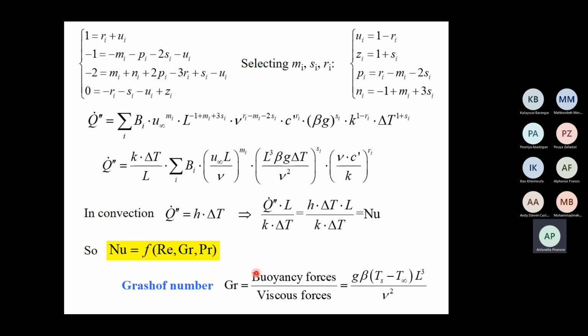Which is the physical meaning of the Grashof number? The Grashof number is the ratio of buoyancy forces divided by the viscous forces, as is written in this way. The Grashof number is the number that we will use analyzing natural convection. In forced convection, the Grashof number is not present. The Grashof number is present only in natural convection. Okay? Is it clear for all of you?